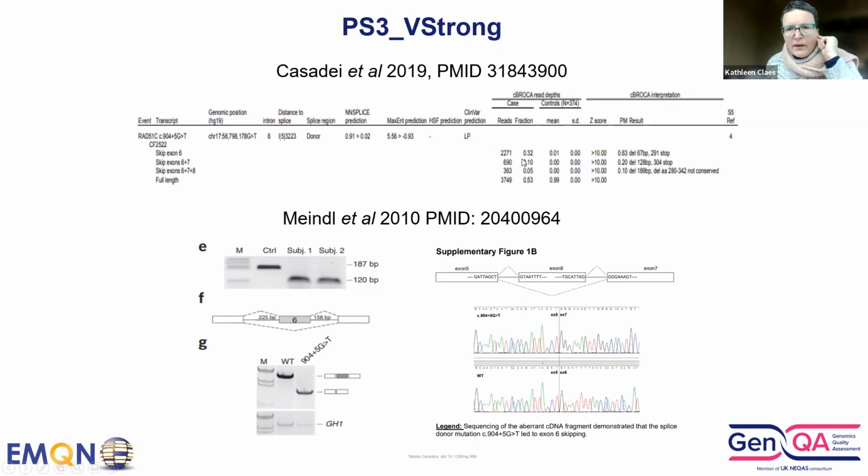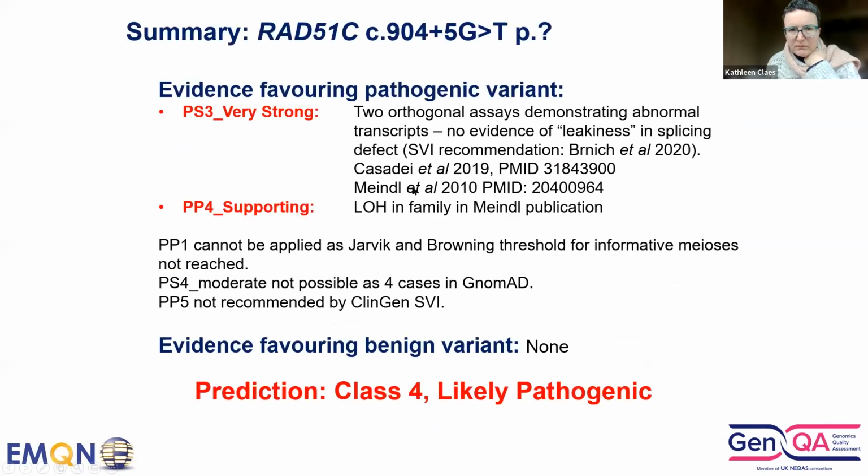and that this represents a fraction of 32%. They also saw a skip of exons 6 and 7 and a skip of 6, 7, and 8. And all these transcripts are out of frame, and the full-length transcript is only half of what you would expect, so only 50%. So this means there is no suggestion of leakiness.